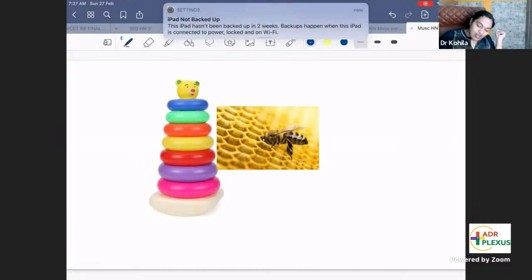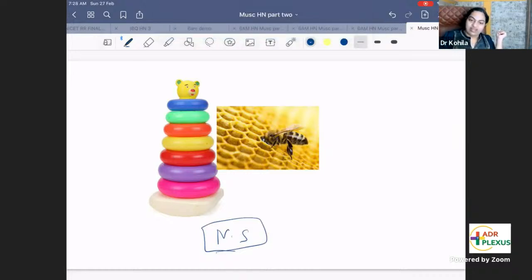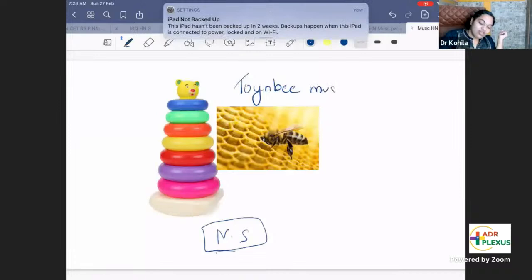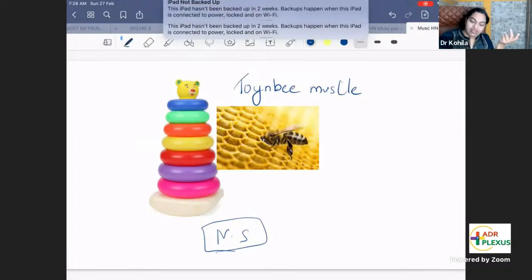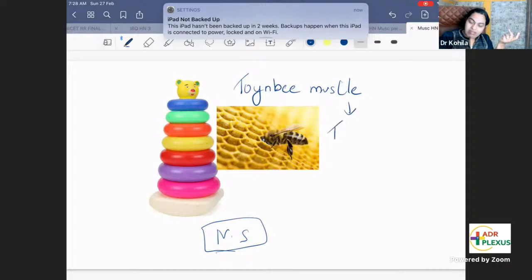Can you tell me what is the nerve supply to this muscle? Can you find the name of the muscle? Okay, I will tell you one name, and you tell me its other name. Any idea what this muscle is? Toynbee muscle. It has been asked in your previous NEET-PG question. What is the nerve supply of Toynbee muscle? What is its other name? Anyone? Guys, are you hearing it for the first time?